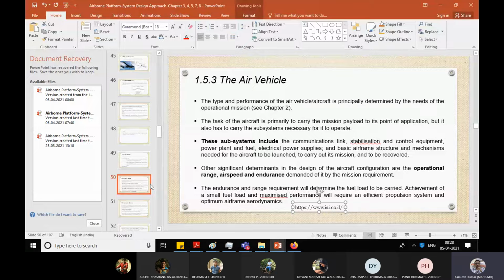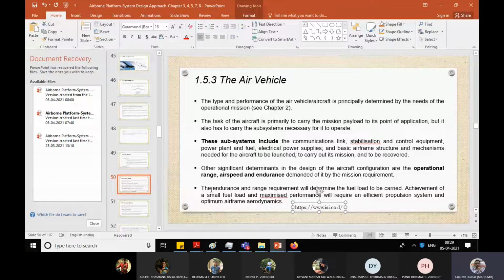And then if you see this type of vehicle design, it should have all the subsystems: communication link, stabilization control equipment, power plant, fuels, electrical power supply, correct? Then airframe structures. Then how you are going to launch the aircraft, how you are going to carry out its mission, and the recovery related system. All of this is part of your vehicle design, because the design should have options to integrate these systems. We are not talking just about the design point of view, but about where and how you can integrate any subsystems, correct? All those designs should be captured during the platform design itself.